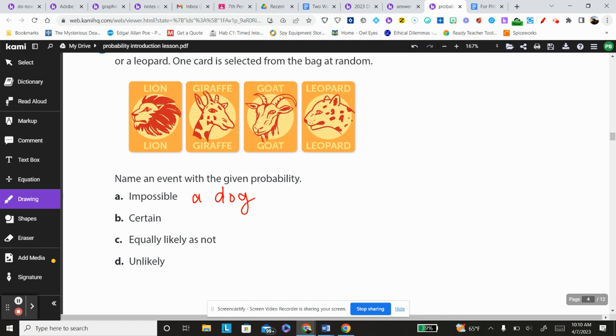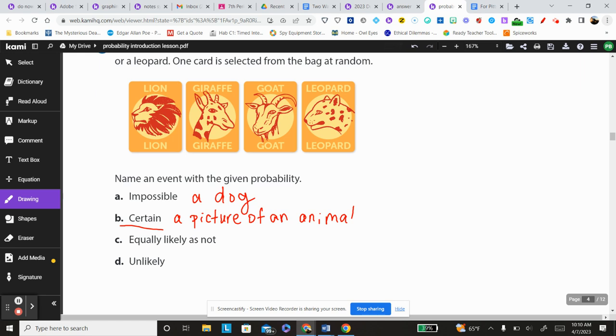A bird would have worked. I don't care. All right, it's certain. I'm going to go ahead and tell you, it's certain that I'm going to pick a picture of an animal. If I put, what's the probability you're going to get a picture of an animal? That would definitely be certain, because everything up here is an animal. Okay, equally likely as not.